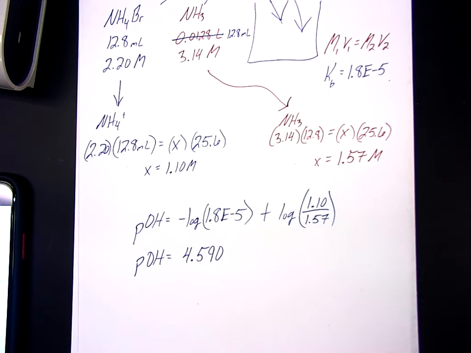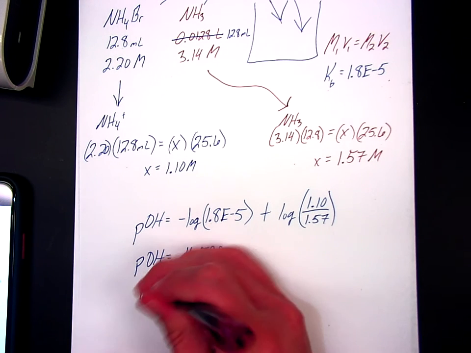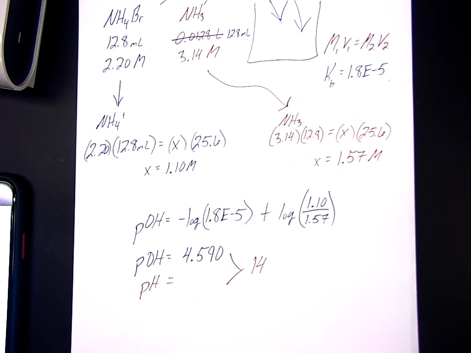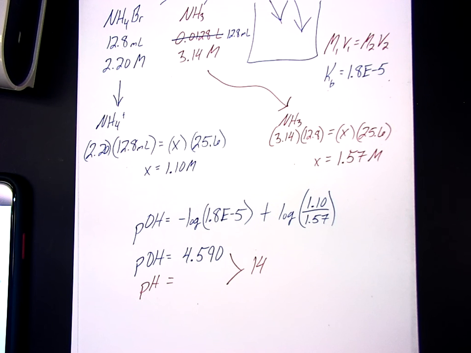This problem doesn't want pOH, it wants pH. We know those are going to equal 14. I get 9.410.